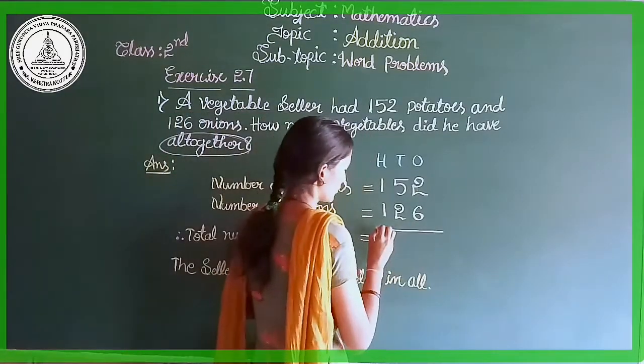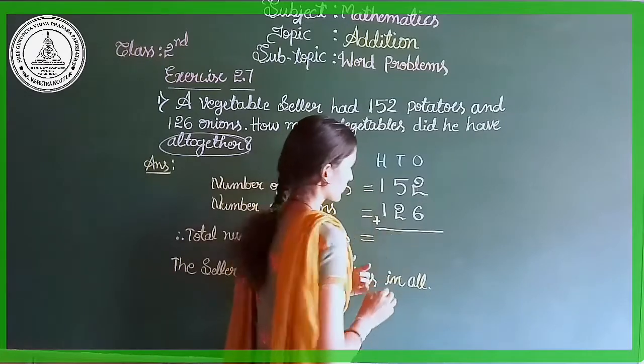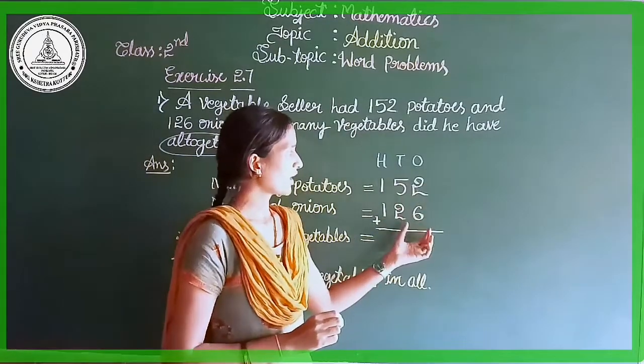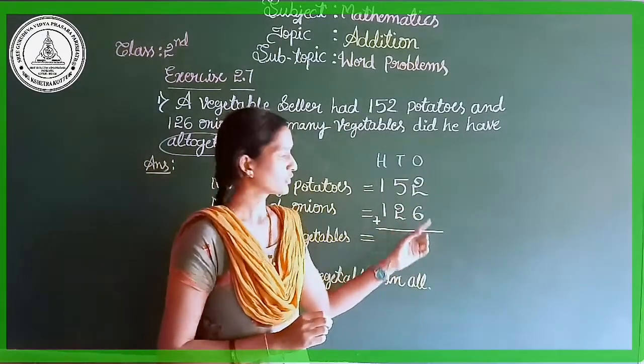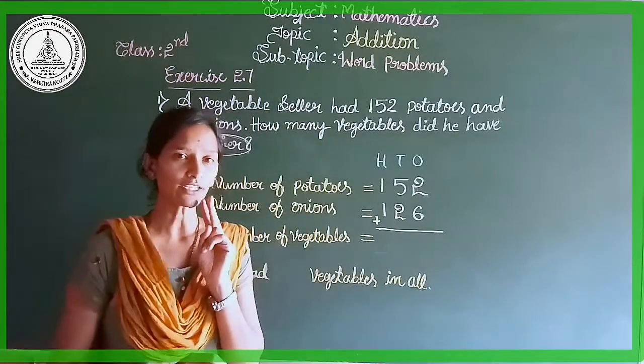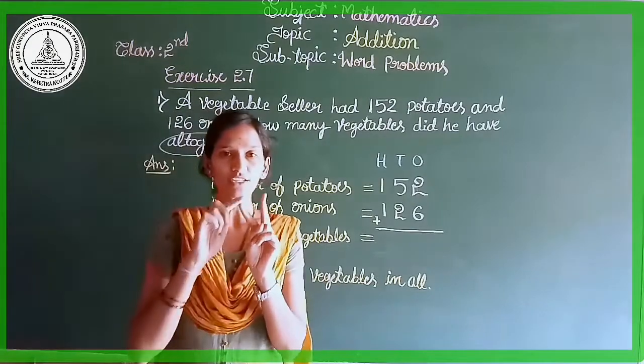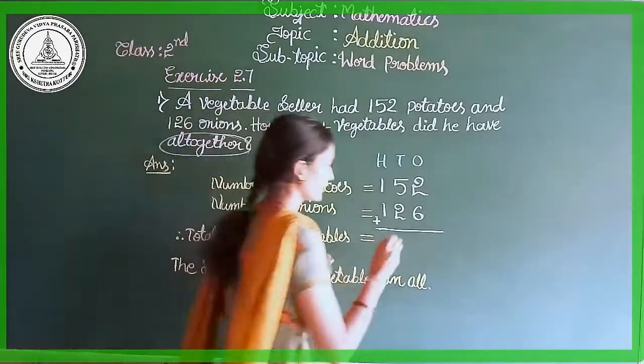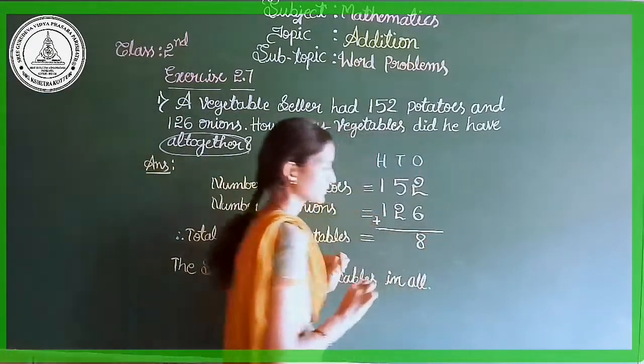So first, you have to do addition. Come to the ones column. The given numbers are 2 and 6. So for the number 6, you have to add 2. So 6, after that 7, 8. So write down here 8.